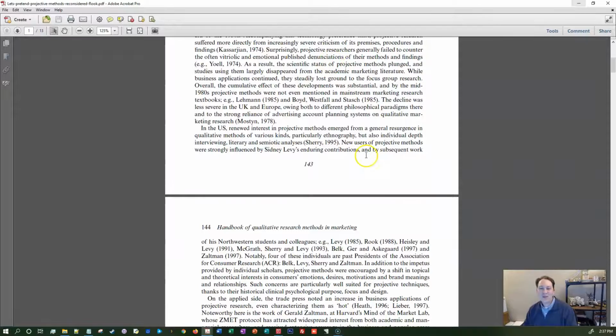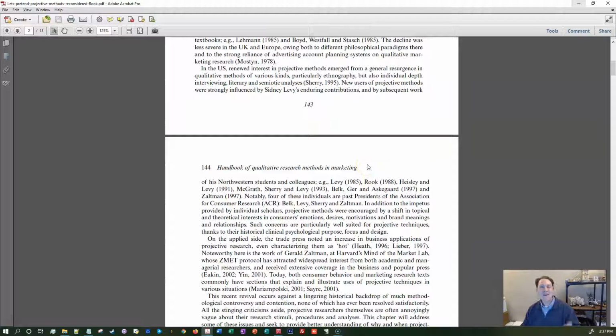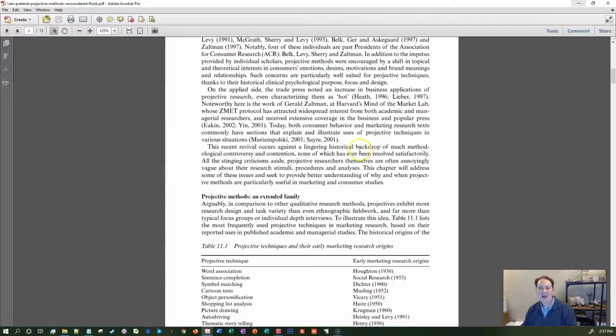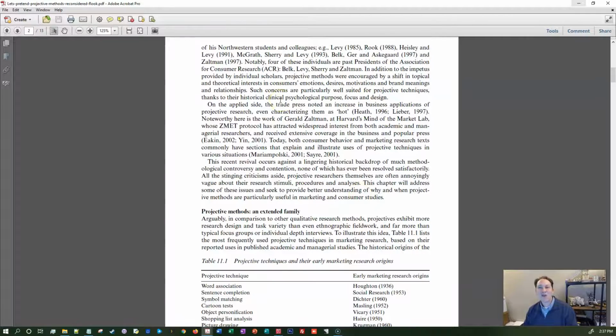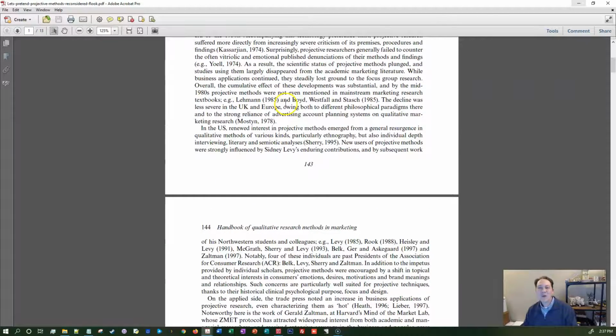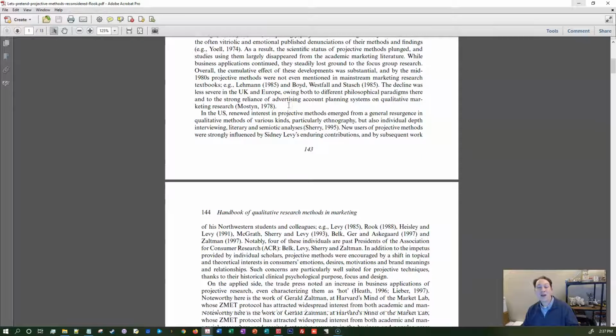So when you hear something got popular and then it fell out of favor and then it came back, that usually means that there is something interesting that happened there, and that's kind of what you want to search for: what happened. Why did projective methods fall out of favor, and why did they come back?